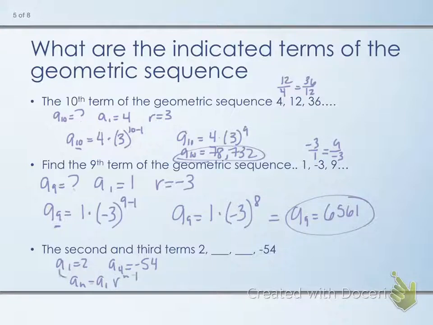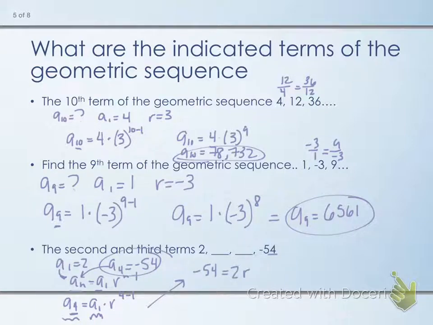I can't use my a sub 1 starting off here because then I'd have 2 a sub 1s. So I'm actually going to start it off with that a sub 4 since I know it. And then we're going to have a sub 1 times I don't know my rate. My n now is 4 because that's what I know. I can plop in my a sub 1, which is 2, and I can plop in my a sub 4, which is negative 54. That's what we found. That's my 4th term. So I'm going to get negative 54 equals my a sub 1, which is 2.